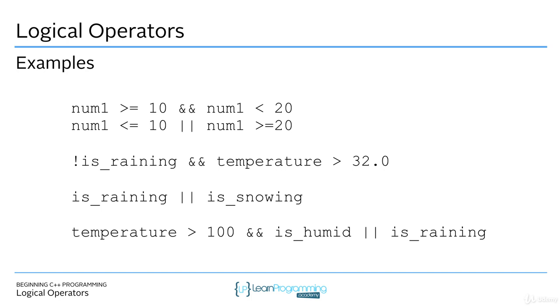The next logical expression is checking if it's not raining and the temperature is greater than 32 degrees Fahrenheit. The following expression uses a logical OR, and it will be true if it's raining or if it's snowing. Finally, the last logical expression is checking to see if temperature is greater than 100 and it is humid, or it's raining. Remember here that the and has precedence over the or. I think you can see how powerful our logical expressions can be by simply combining these primitive operators. Also notice how important our variable names become as well.